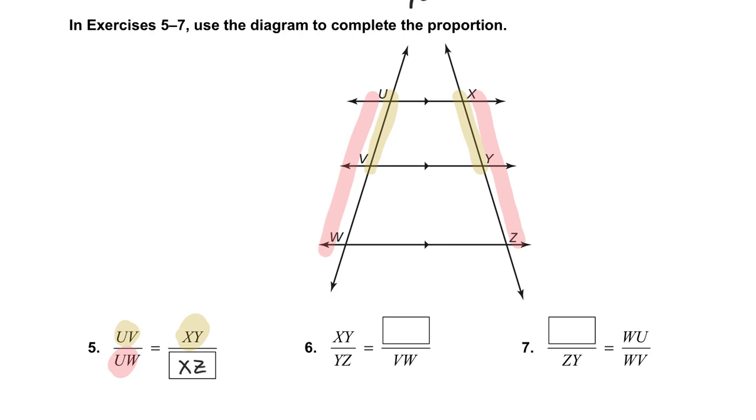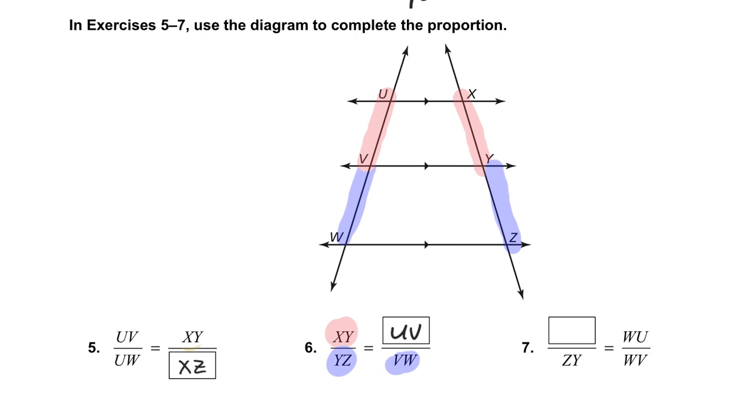So again, I'm going to probably erase some of these colors just to help. And now let's look at number 6. We want to look at XY. So XY is this section, and we're comparing it to YZ, which is the bottom section here. So let's make sure this is true. Is VW the bottom section? Yes. So notice what we want to look for is the corresponding section with XY, which is now UV. I'll make this UV.